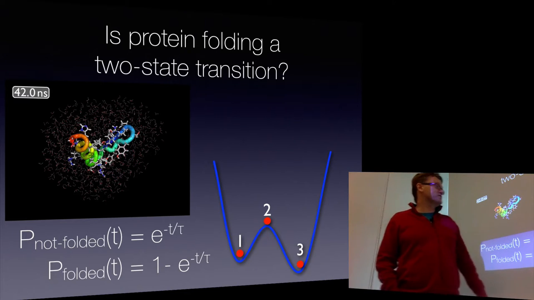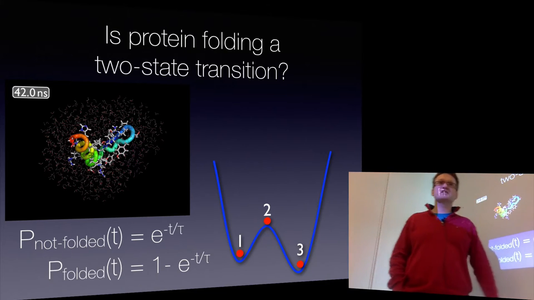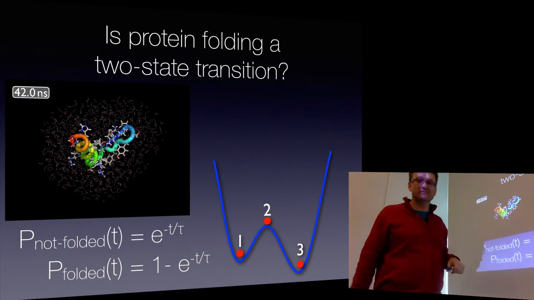And you could here, of course, imagine that this is a molten globule, this is some sort of transition, and this is a really folded state. So let's just assume that and see what happens.